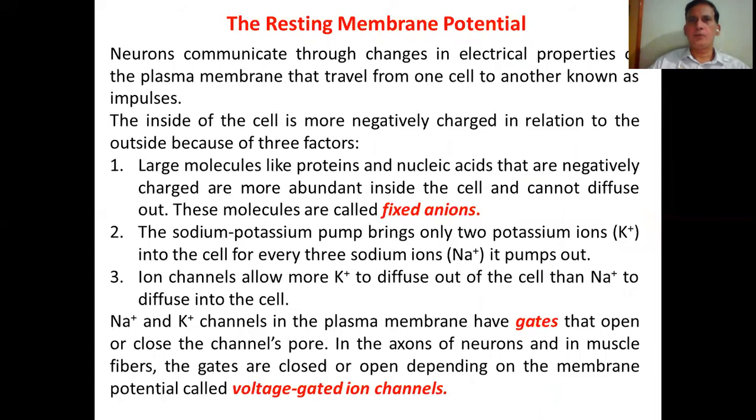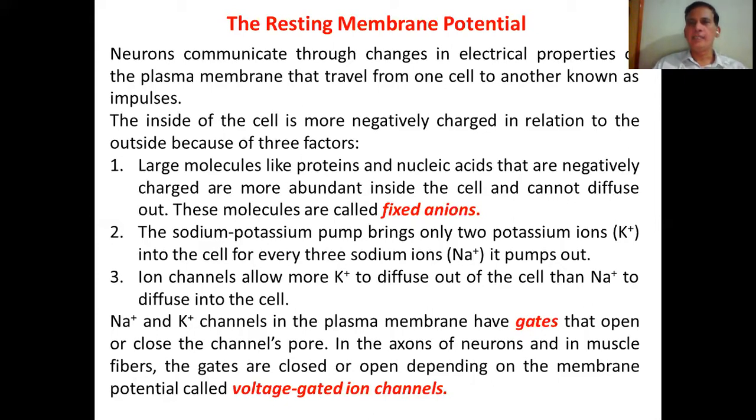Okay, so let's talk about how the impulses are moved from one point to another. There is a term called the resting membrane potential. As all of us know, neurons usually communicate with one another via change in the electrical properties of the plasma membrane. That is, there is a change in the electrical potential or the surface electrical properties that are responsible for the movement of electrical signals, which are known as impulses.